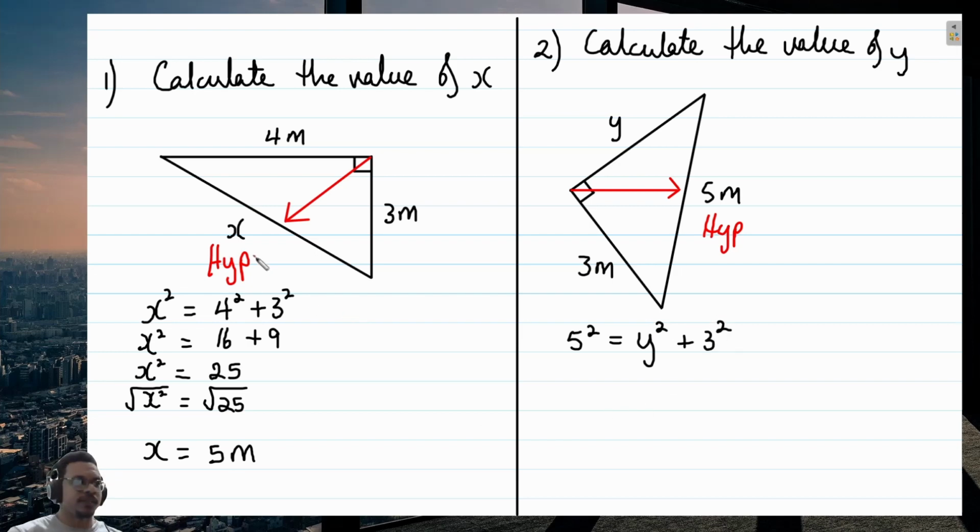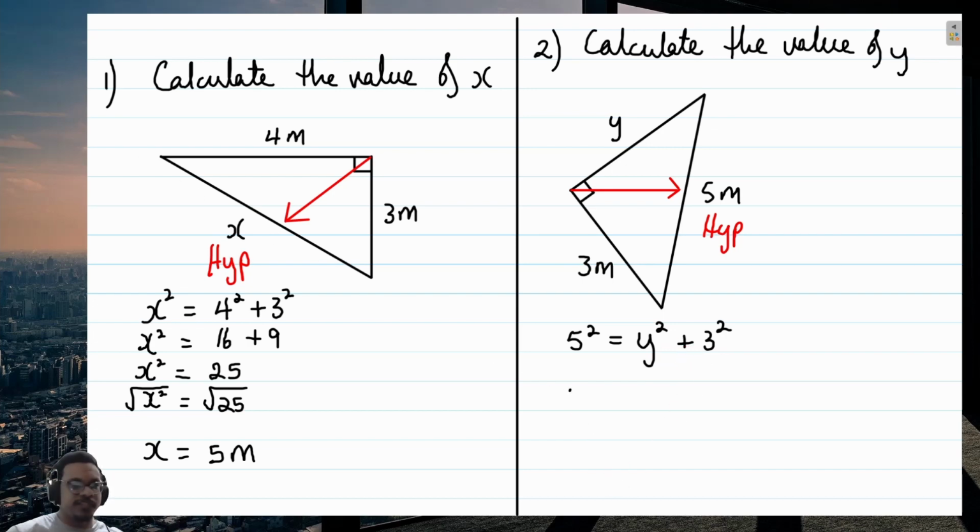Now notice that in question 1, the hypotenuse was not given, and I started with the hypotenuse first. In question 2, the hypotenuse is given, and I still started with the hypotenuse first. So it doesn't matter whether the hypotenuse is given or not, you always start with the hypotenuse first. The square on the hypotenuse is equal to the sum of the squares on the other two sides.